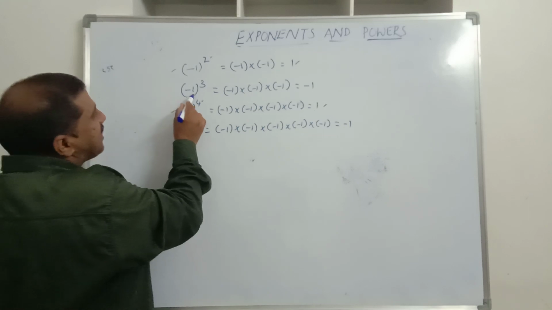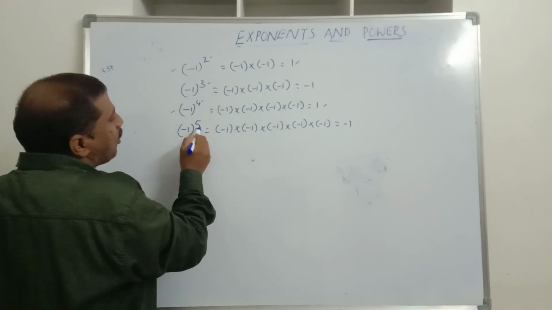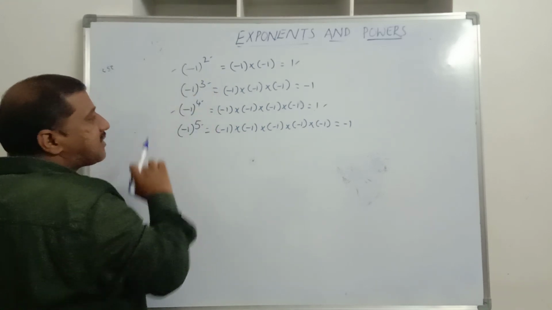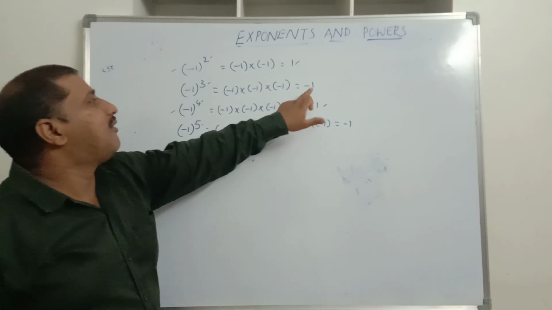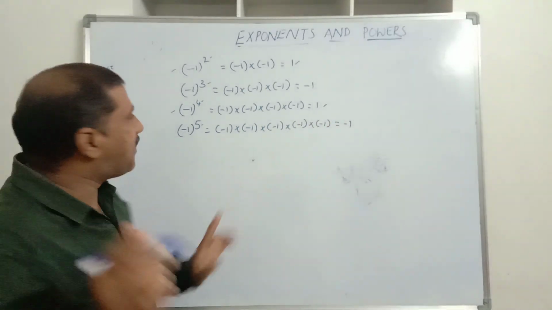Similarly, if you observe minus 1 whole to the power of 3 and minus 1 whole to the power of 5, we have odd numbers there, 3, 5, 7. If minus 1 whole powers are odd numbers, we will get minus 1.